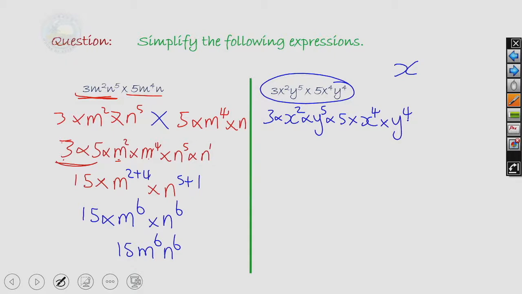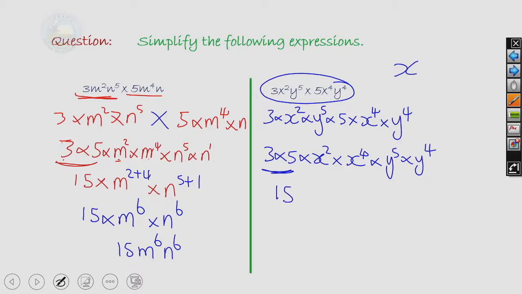So this here becomes 3 multiplied by 5 multiplied by x squared. I'm putting my x's first. We usually write them in alphabetical order. Multiplied by x to the 4th power, multiplied by y to the 5th multiplied by y to the power 4. Using our rules again, we simplify our coefficients. My coefficients here, 3 and 5, I'm multiplying.